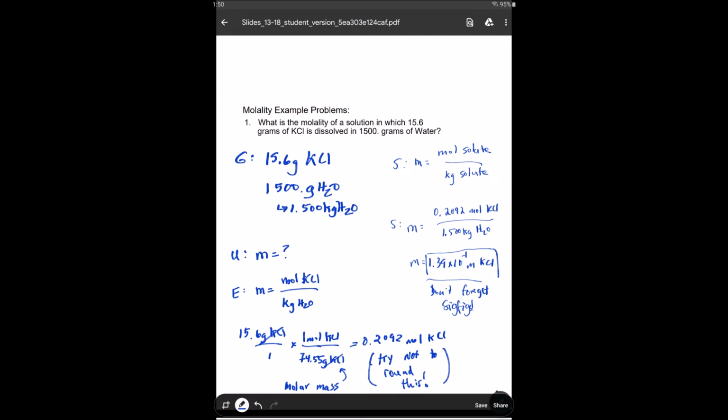Make sure you round to significant figures. And try not to round in the middle. I took one more digit than I needed to with the 0.2092. So just be careful with that. But you don't want to round twice. I think I put a little note in parentheses there. But you can always pause this video, go back, watch it again if you need to. But this is your molality. There's two student examples for you to then work through.